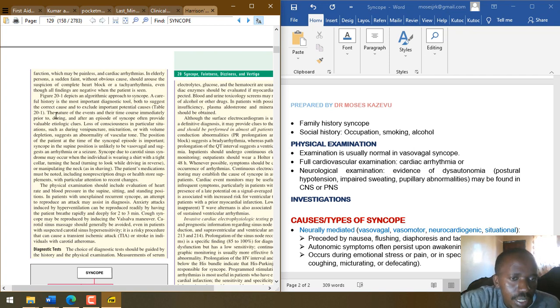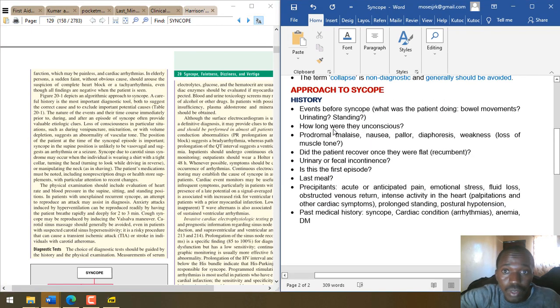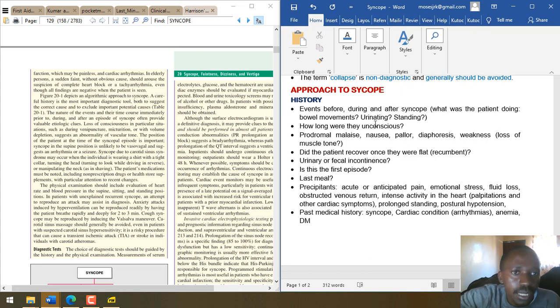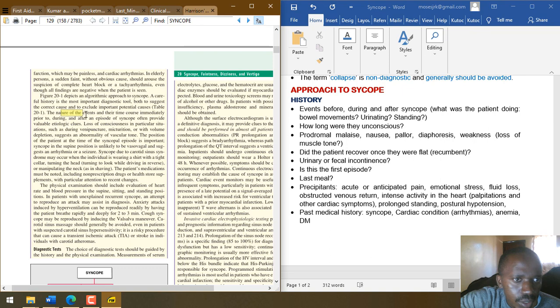The nature of the events and their time course immediately prior to, during, and after the episodes of syncope provide valuable clues. So that should be added to the history. So events before, during, and after syncope. Very important.